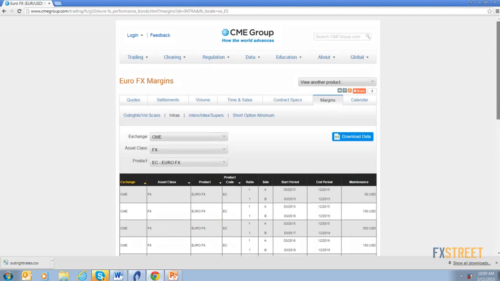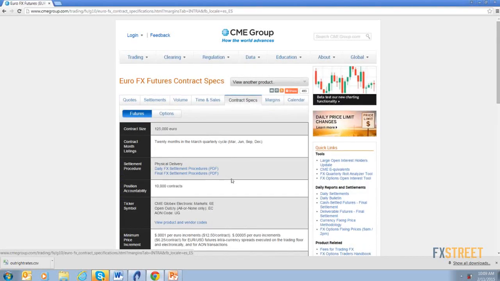Let's see. It's all right here. So just pick exchange, asset, and the products. So that's EC Euro futures. Oh, I want to go back here one more time. The other thing you're going to really need to know is the symbol. Very easy, but it's found here, under ticker symbol.